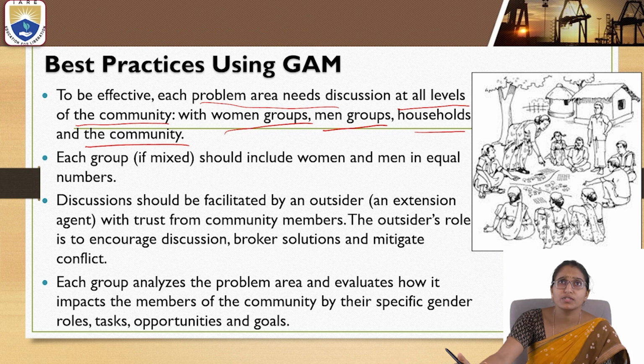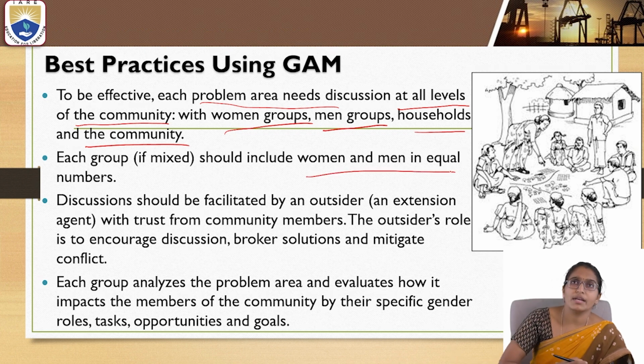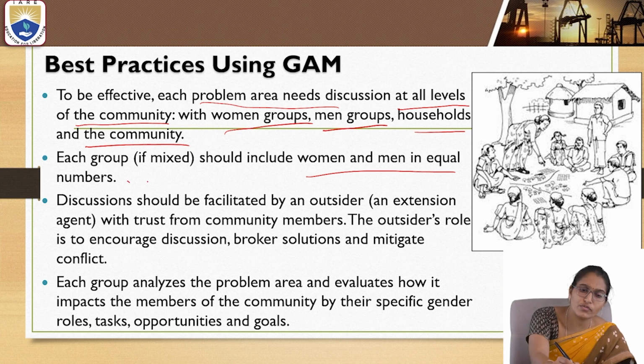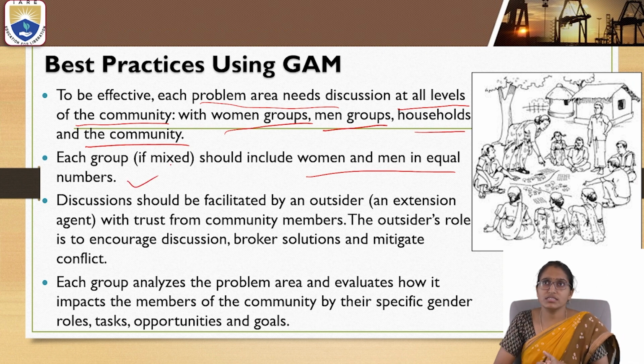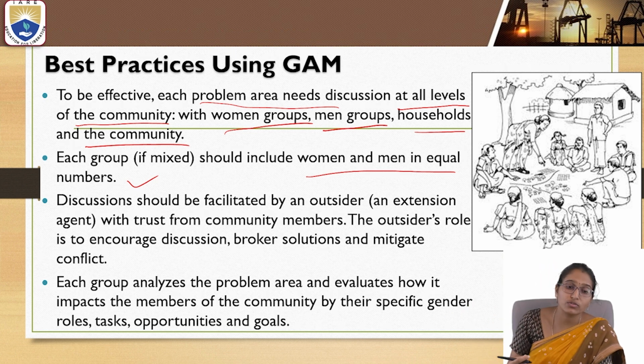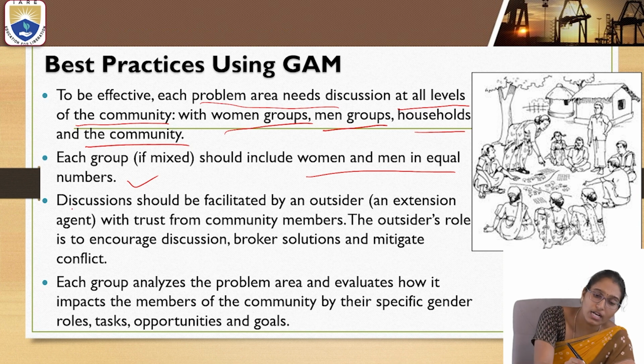So each group, if mixed, should include women and men in equal numbers. So to have this discussion, both men as well as women should be in equal numbers, and in a particular group they should have an equal number of men and women, and then take the information from all the members of the group.